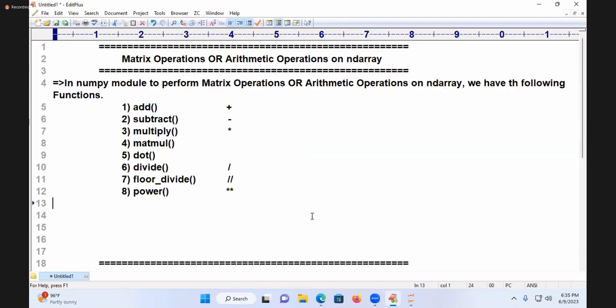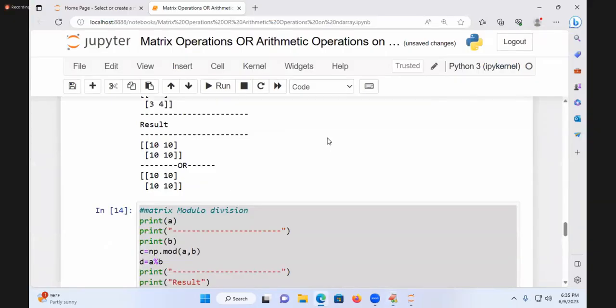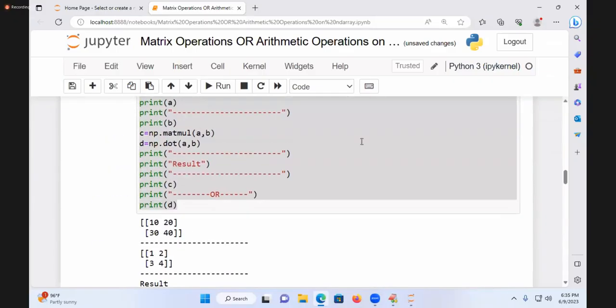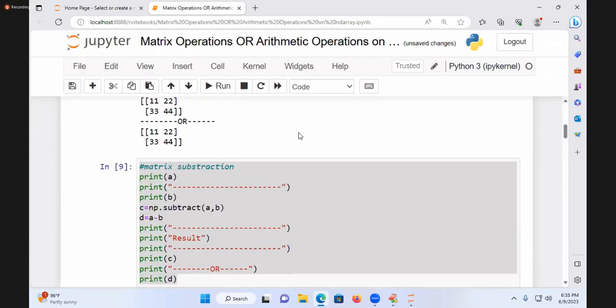Right. Come back to the point. This is about which operation? I can do this type of thing. I took it as a 2 by 2 matrix. You can take a 3 by 3 matrix also. So this process comes under arithmetic operations.